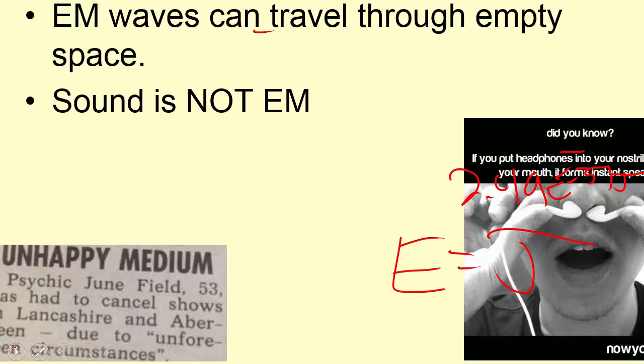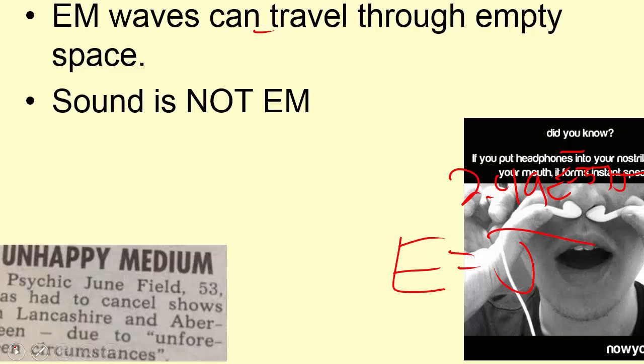Electromagnetic (EM) waves do not need a medium. Sound needs a medium. We hear sound because it pushes the air. Sound can also push water. Sound can also push rocks. Electromagnetic waves can travel through empty space. Sound is not electromagnetic radiation. So you know it does not need a medium.